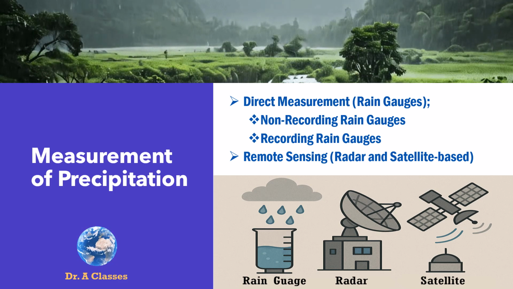The other method is remote sensing, radar and satellite-based measurement. Remote sensing technologies such as radar and satellite provide real-time large-scale precipitation data.